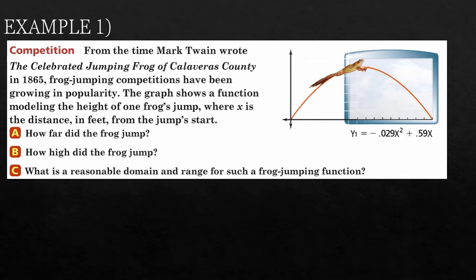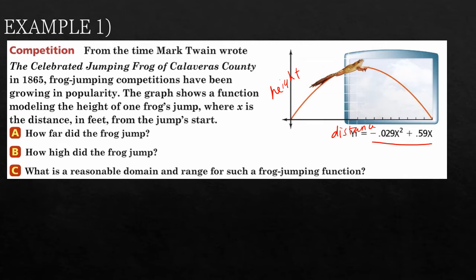from the jump start. So here we know that x is our distance based on what we read, and we know that y is the height, how high it jumped, right? And so from there, we have established what the domain and range represent. And then it gives us an equation here to use to help us solve these following problems. Notice it's a quadratic equation.